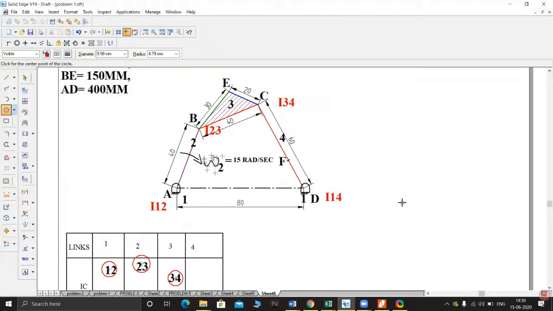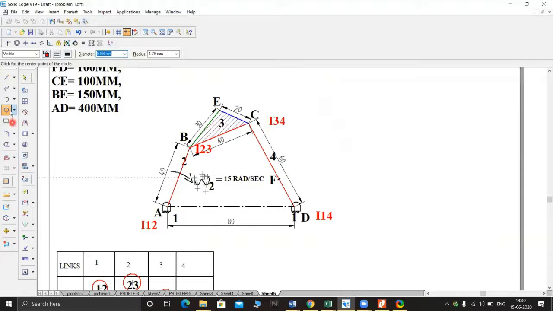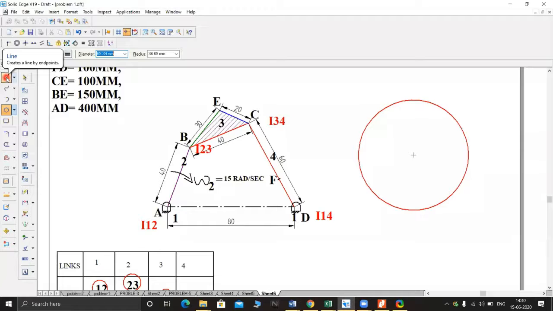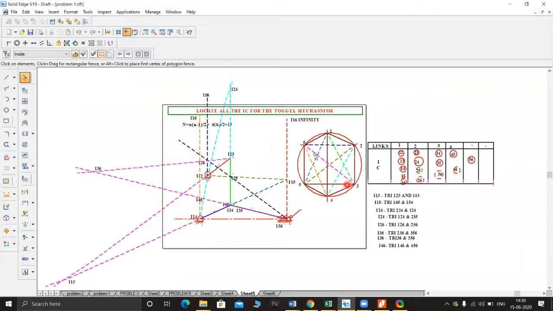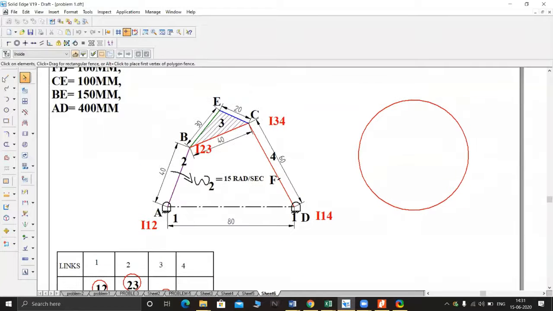So for that we need to draw a circle, as the usual procedure. We need to draw a circle now, and we need to mark the 4 points, because the number of links is 4. In the previous toggle mechanism problem we took 6 here. Why? Because there were a total of 6 links. That's why it came hexagonal. Now it comes to 4 links.